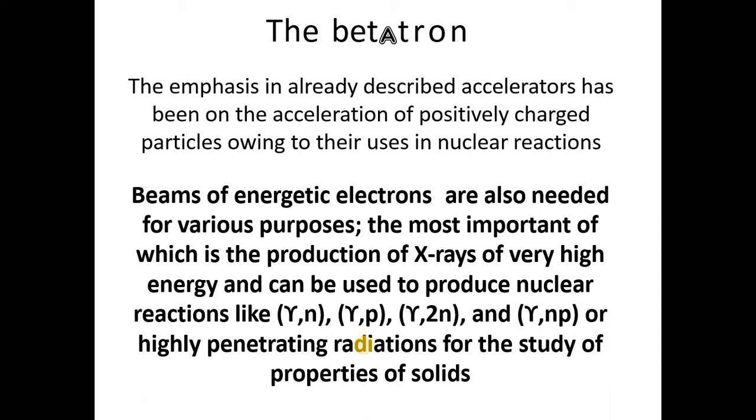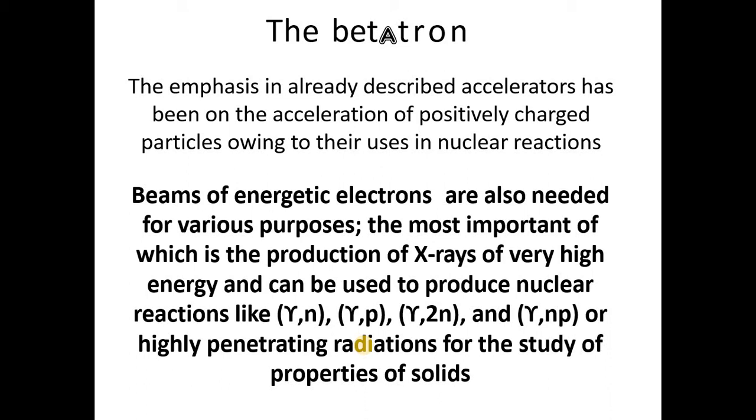Beams of energetic electrons are also needed for various purposes, the most important of which is the production of X-rays of very high energy, which can be used to produce nuclear reactions like gamma-neutron, gamma-proton, etc., or highly penetrating radiations for the study of properties of solids. So, for this purpose, to obtain the beams of energetic electrons, a particle accelerator known as the betatron is used.